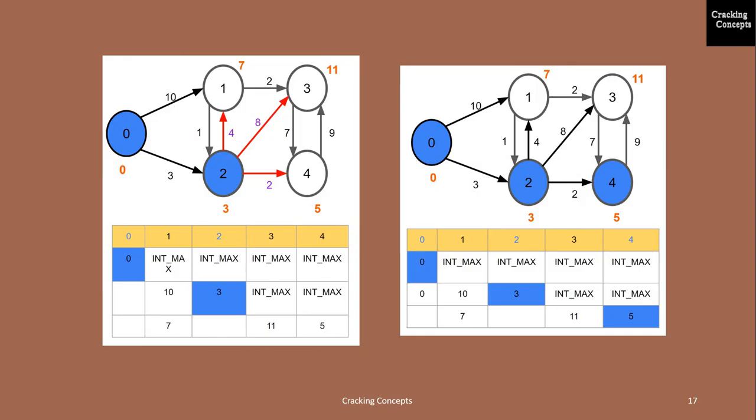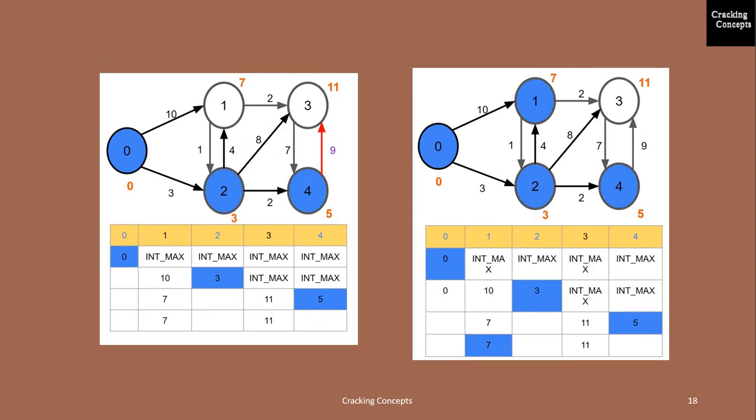Then from 4, we look what are the outgoing edges. We see that there is only one, that is to 3. And if we take it into consideration, we see that the distance from source will be 5 plus 9, which is 14. We have already the distance 11, which is lesser. So we need not update it. And 7 is carried forward similarly because there is no other edge from 4.